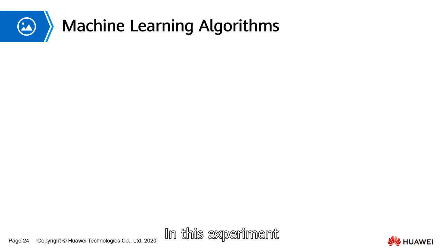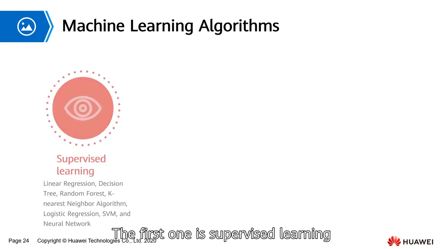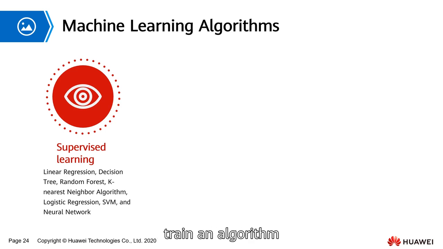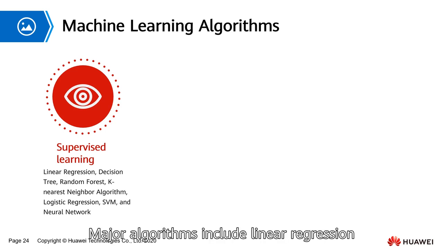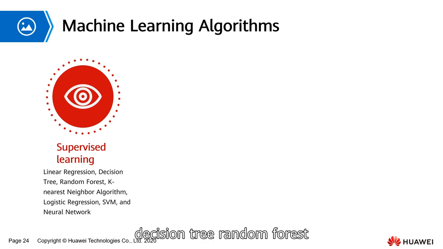In this experiment, we will use some algorithms in machine learning. For example, we use the decision tree algorithm in sales prediction and the clustering algorithm in vending machine placement optimization. Machine learning includes 4 categories. The first one is supervised learning, which uses labeled data to train an algorithm. Major algorithms include linear regression, decision tree, random forest, k-nearest neighbor algorithm, logistic regression, and SVM.